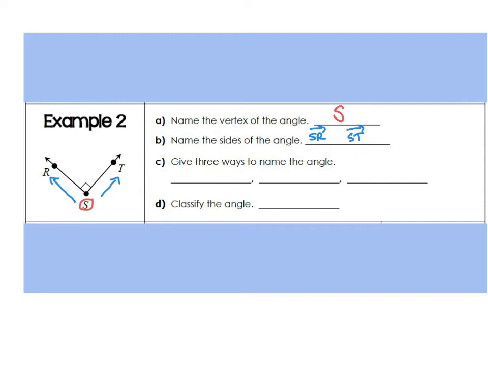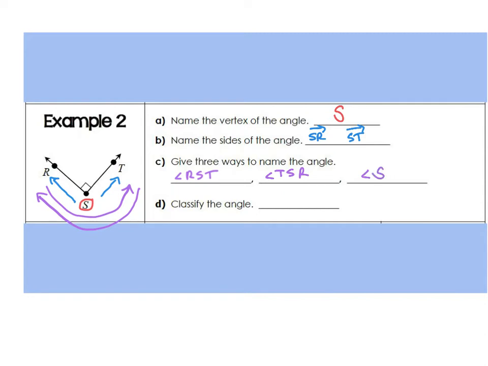Give 3 ways to name the angle. So we have angle RST. Oops, let me use a different color. If you're wondering how it is that I'm naming it RST, I'm following this order. So angle RST. I can also go backwards, which is going to be angle TSR. And because it's the only angle we're referencing, I can call it by the vertex, which in this case is angle S.